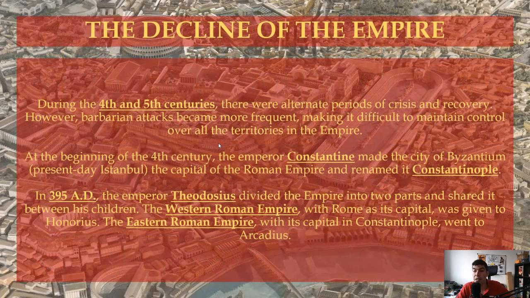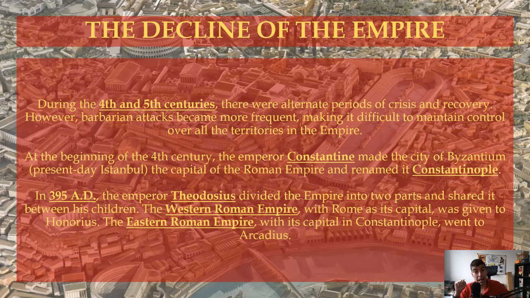So, after the height, the decline. During the 4th and 5th centuries, we have some periods of recovery and some periods of crisis, and the barbarians still attacked the Roman boundaries, making it more difficult for the Romans to control all of their territory. But at the beginning of the 4th century there was a very good emperor, Constantine, who made the city of Byzantium, which was a Greek polis and which is today Istanbul, the capital of the Roman Empire instead of Rome, and he called it Constantinople. Constantinopla, la ciudad de Constantino, vaya.